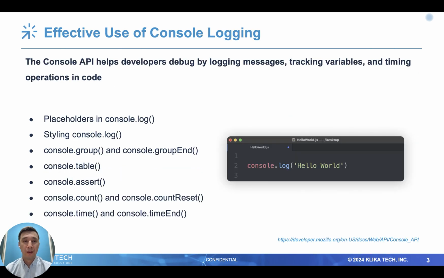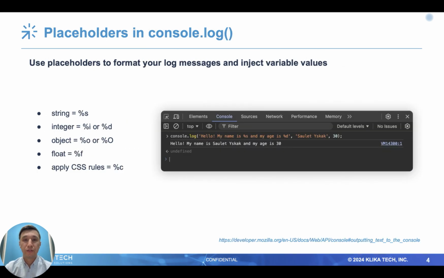So let's start. You probably know about the console API that helps developers with logging messages, tracking variables, and other useful stuff. There are a lot of types, but I recommend you look at all of them. To save some time, I picked the most popular that I use. Okay, let's jump in. The first, you are probably using the most popular, console.log. It's widely known. You can additionally use placeholders to format your log messages and inject variable values to make them more readable and informative.